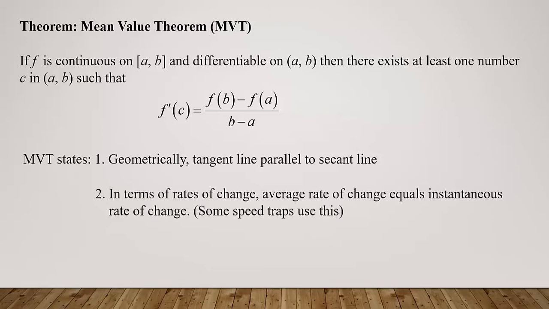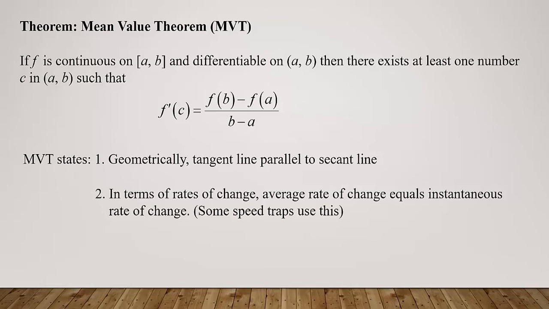I also remember this in terms of rates of change. Since secant line slope gives us an average rate of change, and tangent line slope gives us an instantaneous rate of change, the mean value theorem simply says there is a value c where the instantaneous rate of change is exactly equal to the average rate of change.